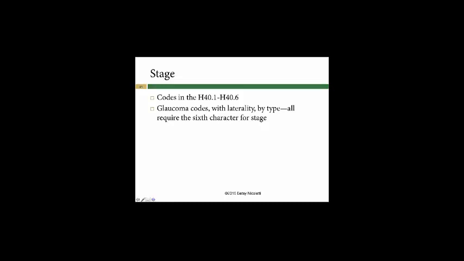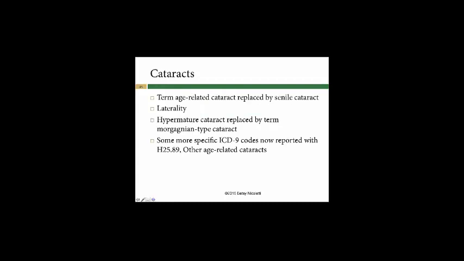So we've got these stages in these categories, glaucoma codes by the type, by laterality, and they're all going to require that 7th character for stage. I was trying to abbreviate those codes. Now how about cataracts? Cataracts don't have many changes. Laterality is the biggest change that we have when we're coding for ophthalmology. Not all codes have laterality, but most of them do.